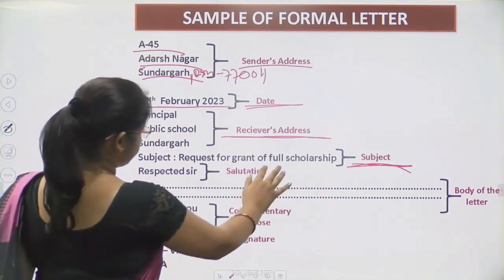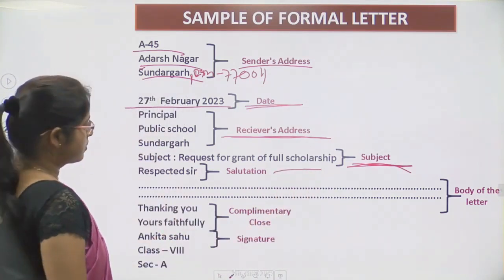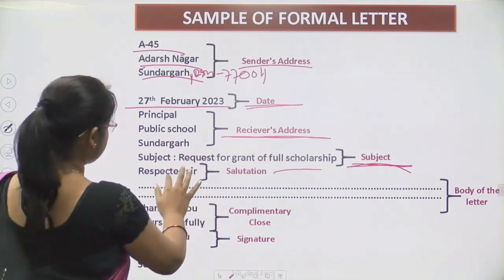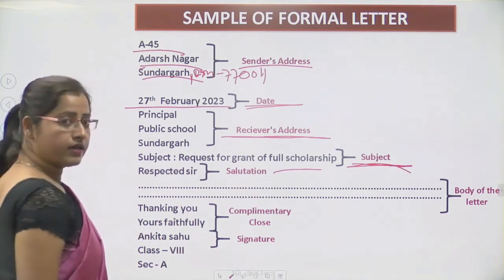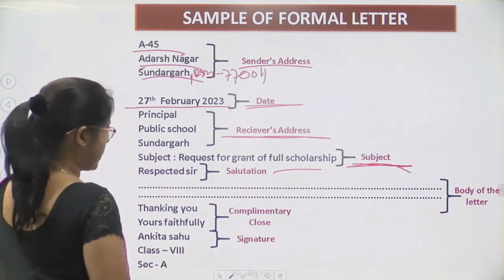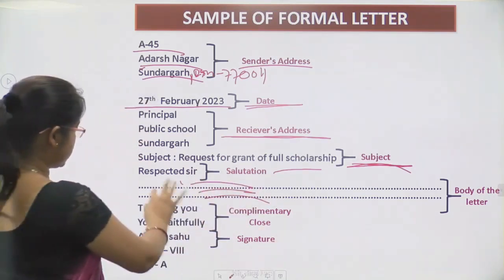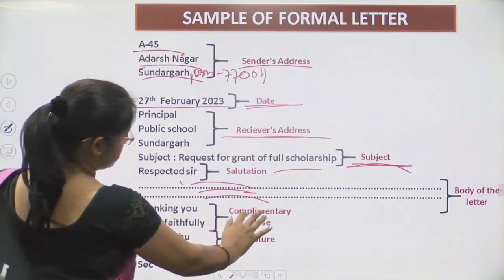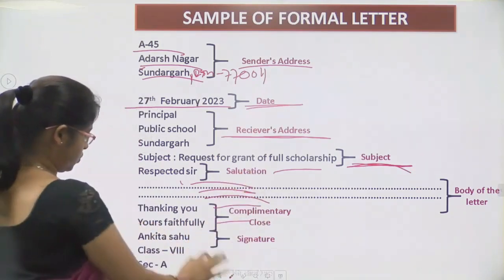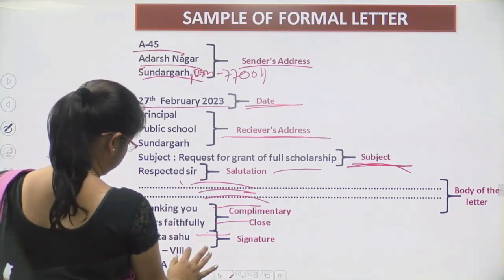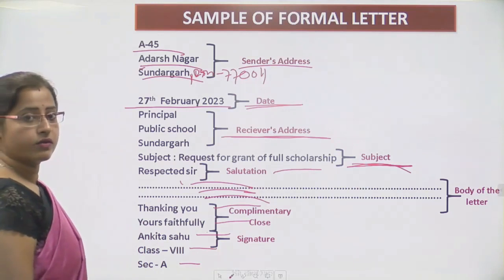Then you have to write the salutation. What is salutation? "Respected Sir" or "Ma'am". As for a principal, we write "Respected Sir or Ma'am". For another official letter, we write only "Sir" and "Ma'am" as required. Then we have to write the body of the letter in three paragraphs. Then the complimentary clause, "Thanking you, yours faithfully". Then your signature and class and section. Okay, this is the sample of a formal letter.